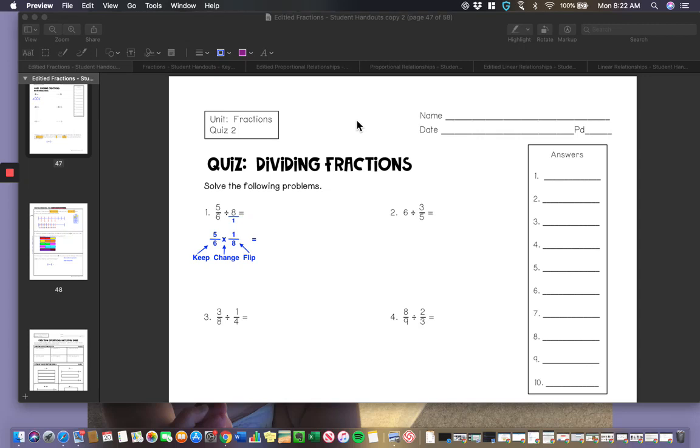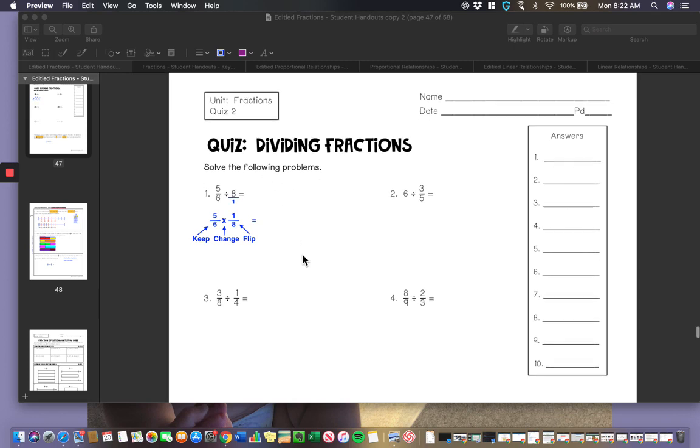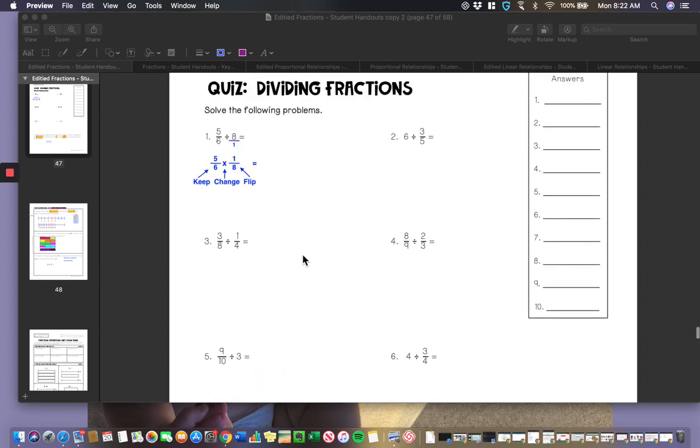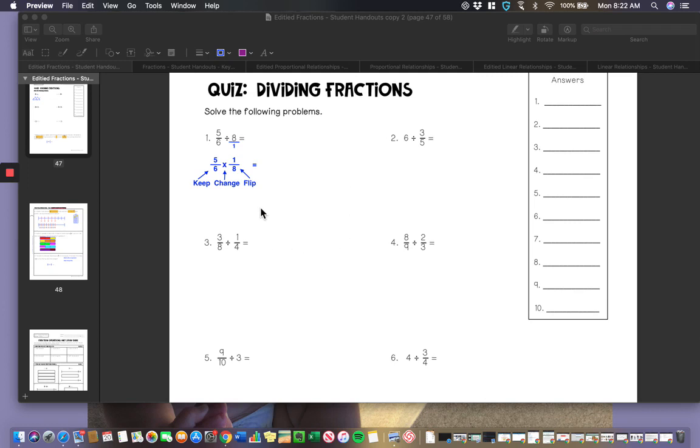Good morning, everybody. Today we have a quiz on dividing fractions. So it says, solve the following problems. On the first page, we have 6 regular division problems of fractions, and all you're really going to need to do is keep, change, flip.